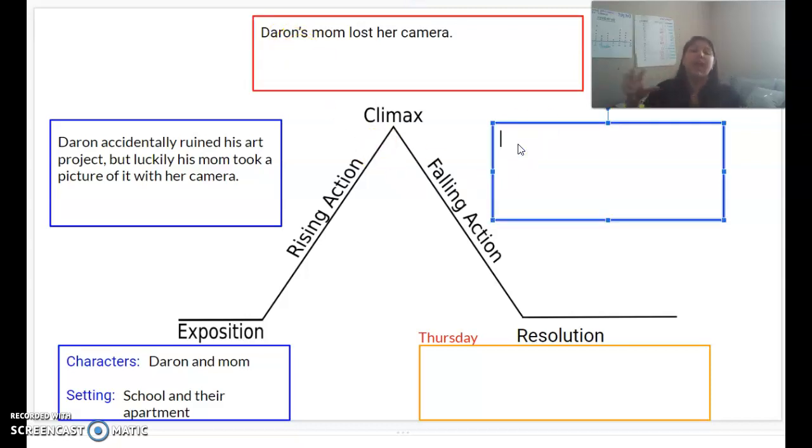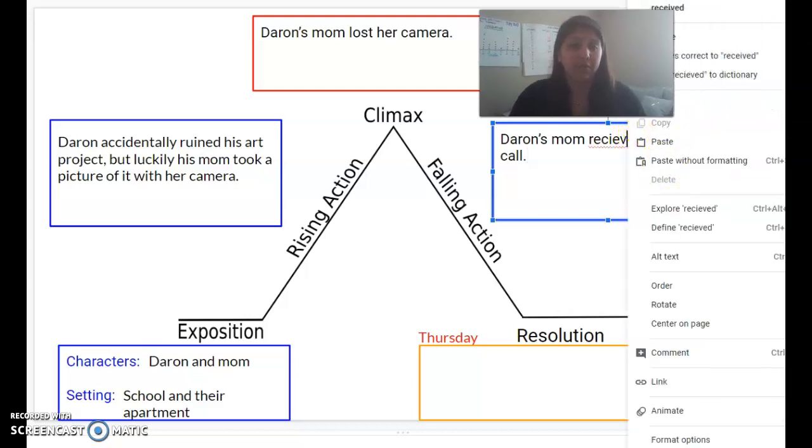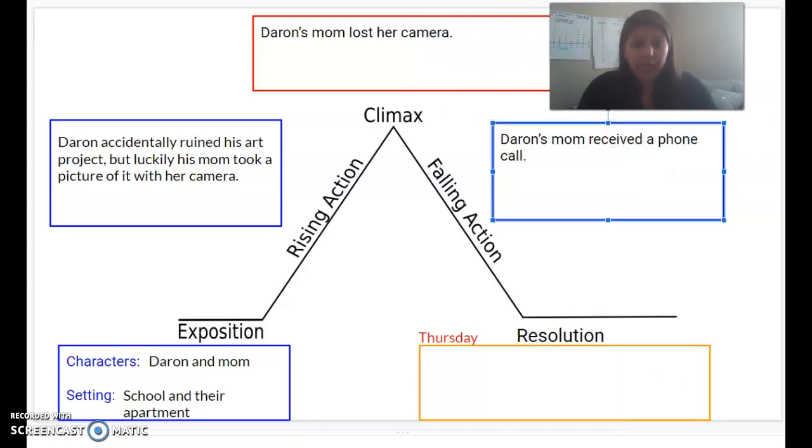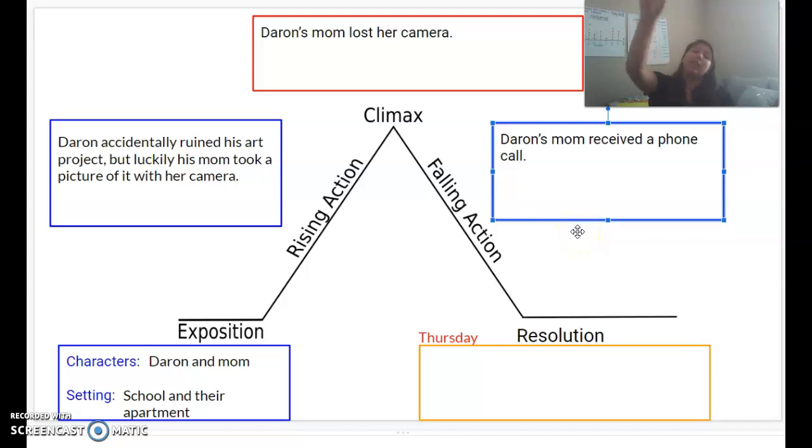The following action is what happens in between the huge climax of the story, the huge moment of the story, and then the solution. And so that is when I'm going to put Darren's mom received a phone call. Okay, so Darren's mom received a phone call. That's a following action. So his mom receives a phone call, and Darren can't focus on his schoolwork.